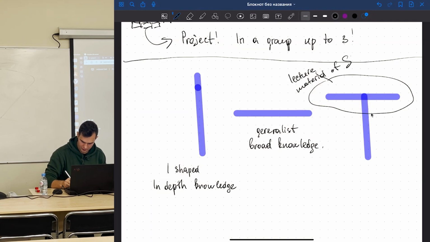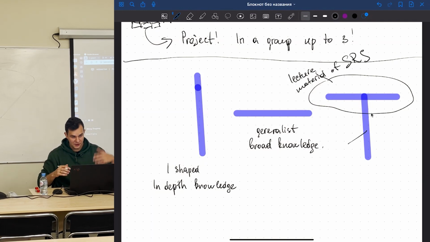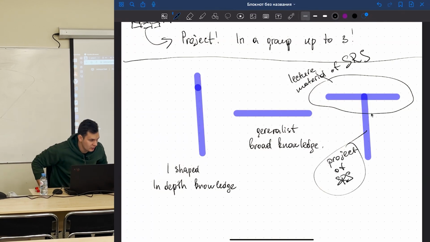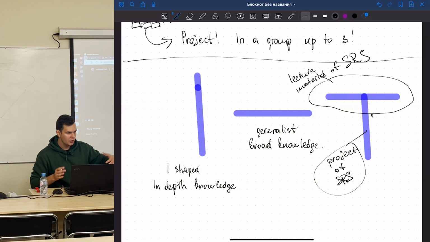Of simulation robotic system, and this vertical line, it is your project. And the idea is that you use your previous background such that the project is useful for you, interesting for you, fun for you. Okay?